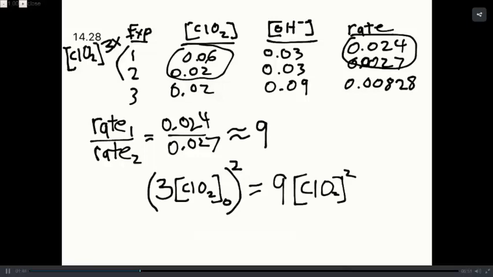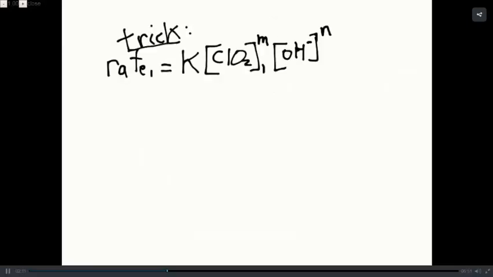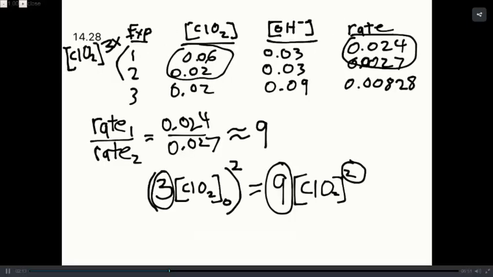To explain that a little more clearly, we find the factor by which we change our concentration, which is 3 times, and ask ourselves to what power do we need to take that to get the difference in rate. So 3, we need to square it to get 9. So that's a power of 2. Therefore, in our rate law, we square the concentration of ClO2. If you can see what I'm saying with this, you're golden, you're good to go.